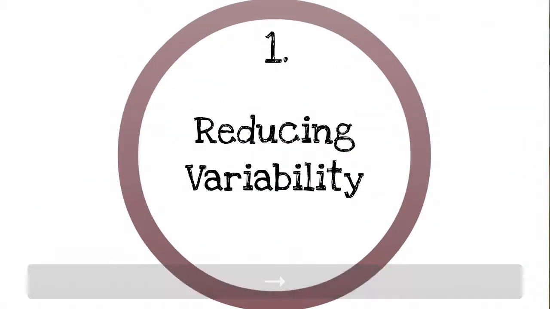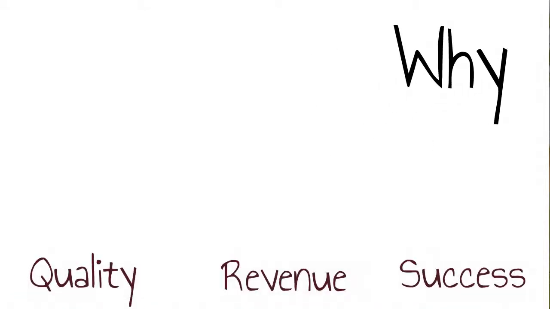Reducing variability is a really important concept when we're talking about building a daVinci surgery program. And there's a couple of things we need to understand. We need to understand why we are going to reduce variability, and how we are going to do it. On the why end, there are three things that reducing variability will do for your daVinci surgery program. It will improve the quality of what you do, it will improve the revenue that you're able to generate, and it will improve the success of the program.